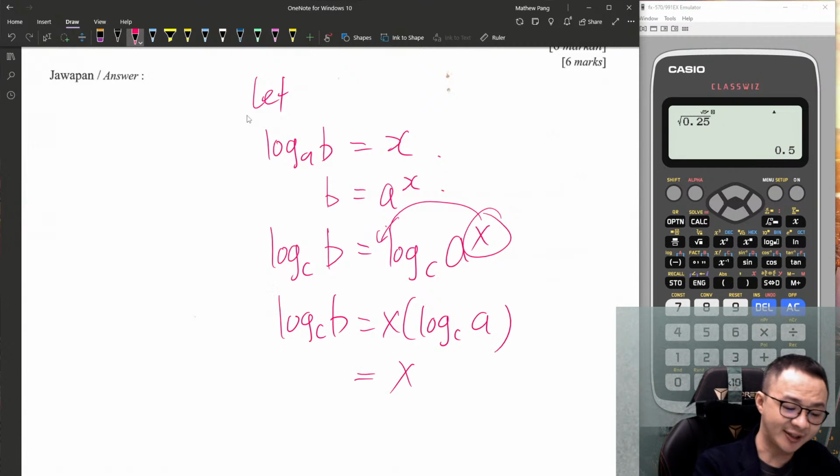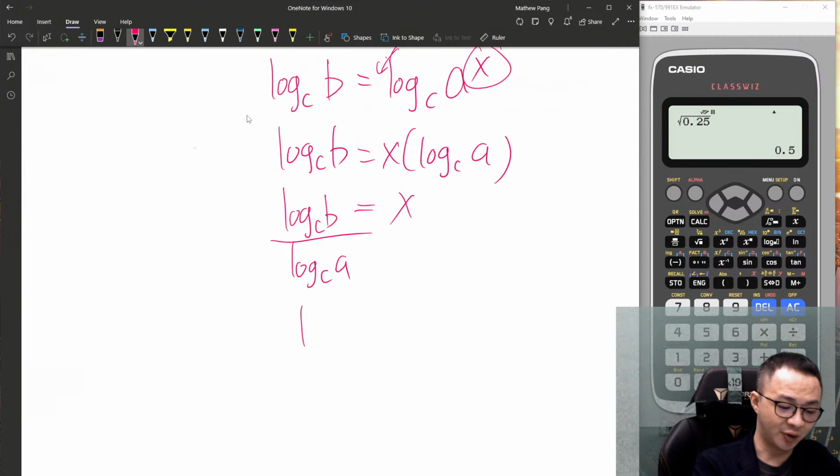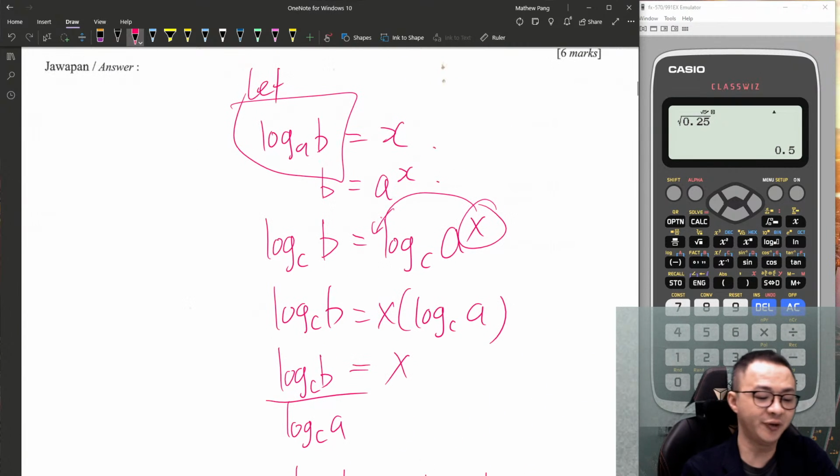Then I make x as the subject: x is log_C B over log_C A. What is my x? My x is log_A B, right? So log_C B over log_C A equals to log_A B. Prove it. They asked me to prove, so this is how I prove. I just simply let it become x, then I solve it from there.